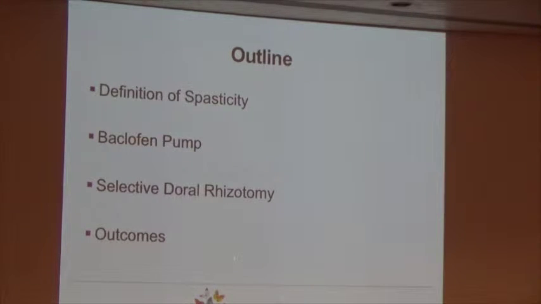Now we're going to talk a little bit about the definition of spasticity, because I do think that some of our surgical choices, at least in neurosurgery, are defined by what's going on with each individual patient. Then we'll go through how we do Baclofen pumps, how we do selective dorsal rhizotomies, and discuss some of the outcomes as we go through this.